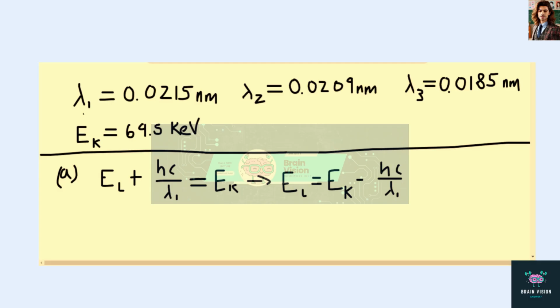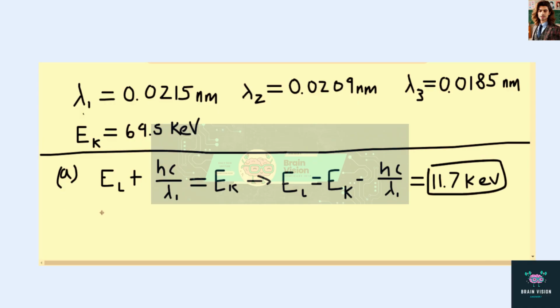And for Planck's constant, we want to use the electron volt seconds units, not the joule seconds, because we have the energy of the K shell in electron volts. If we're going to subtract them, we need both to be in electron volts. So that's 4.1357 times 10 to the minus 15 electron volt seconds. You can just Google Planck's constant electron volt seconds, and it'll give you that version. Using these values, and of course c being the speed of light, we get E sub L equal to 11.7 times 10 to the third electron volts, or 11.7 keV.